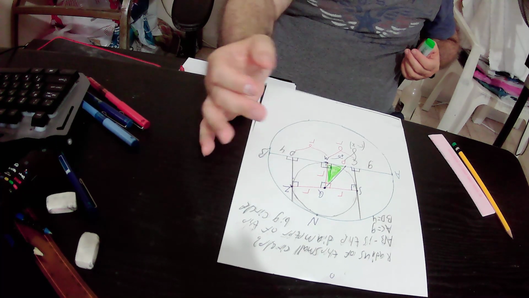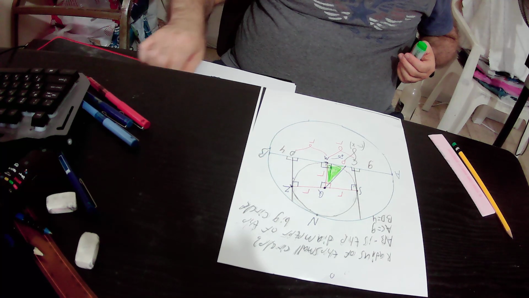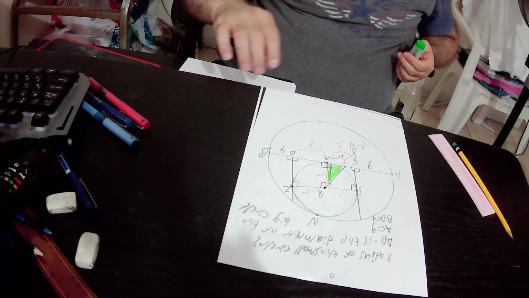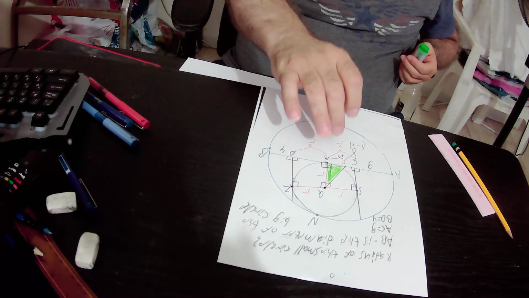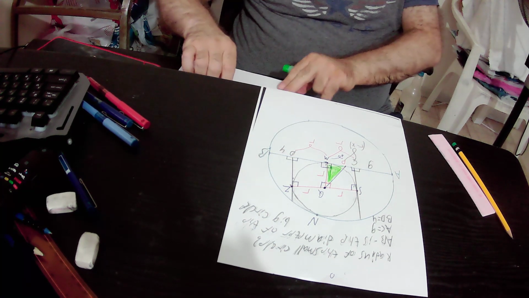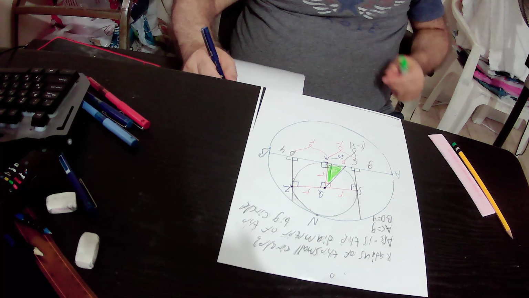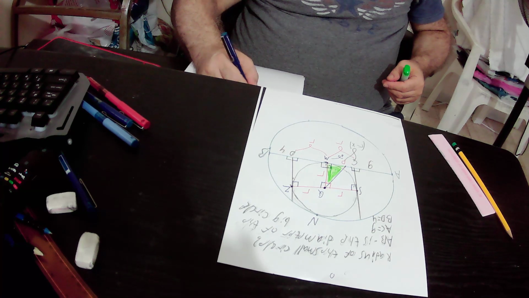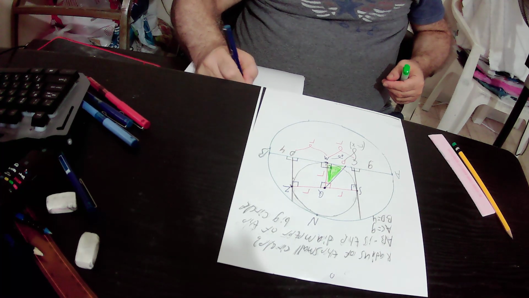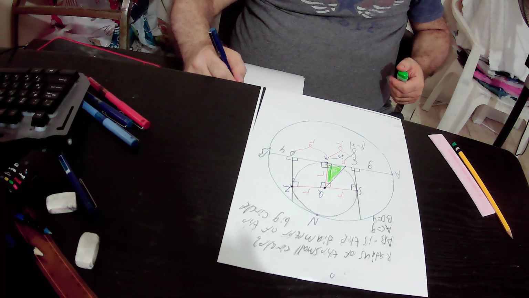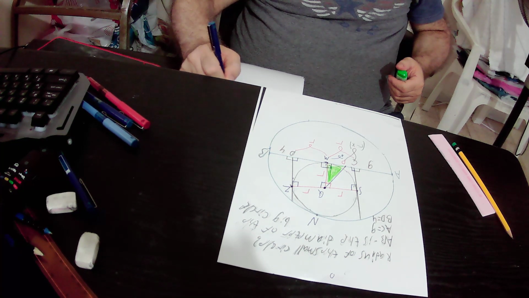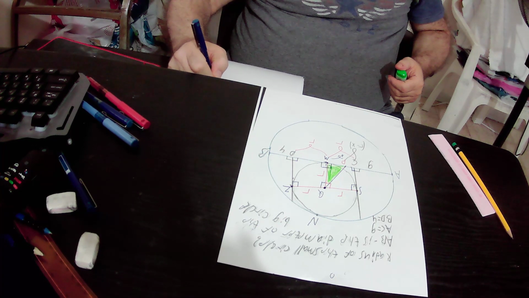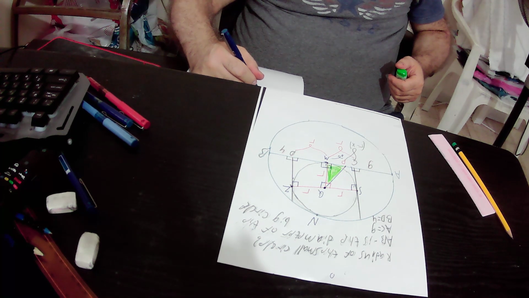Okay, so according to the Pythagorean theorem, the square of the hypotenuse equals the sum of the squares of the perpendiculars. That is to say, QP square equals PM square plus QM square. That is actually according to the Pythagorean theorem.